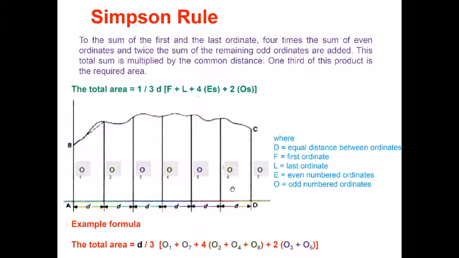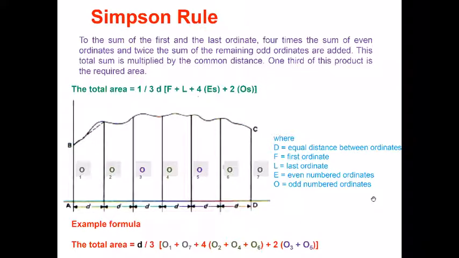So if we see this example over here, we have the ordinate starting from O1, which is this one, and going to O7, which is this one. So if you apply this equation, the equation would become d by 3 into O1 plus O7 plus 4 into even ordinates. So the even ordinates are O2, O4 and O6, plus 2 times the odd ordinates, which are O3 and O5. So this is the final equation.